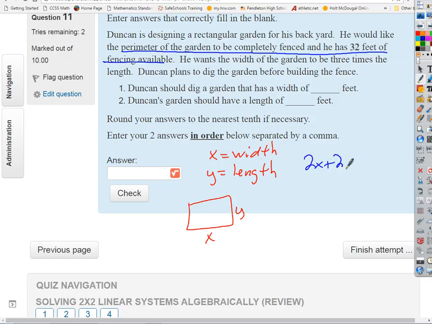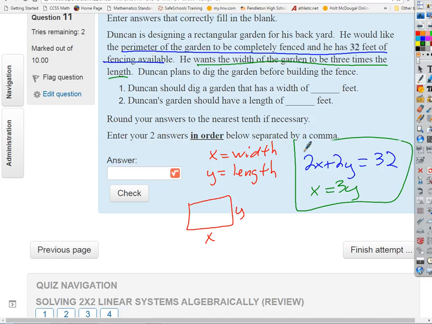Okay, what about the other statement? He wants the width of the garden to be 3 times the length. So if width is 3 times length, then that's like saying width, which is x, equals 3 times y, which is length. And so we would just solve that system. No big deal. You guys can do that. Okay, there's the solution. Done.